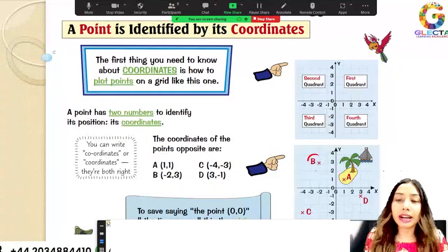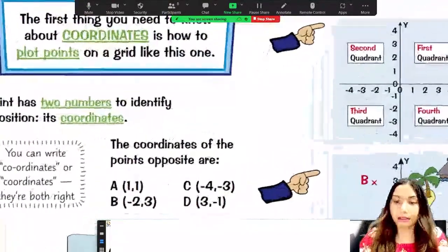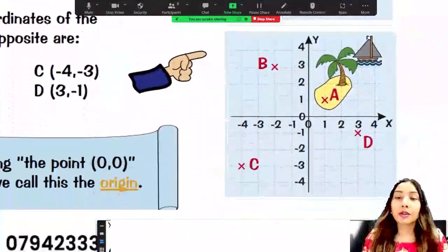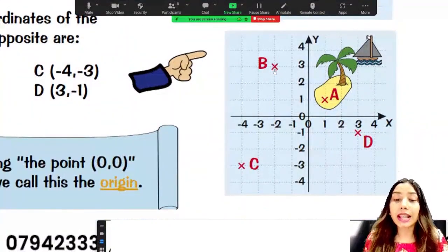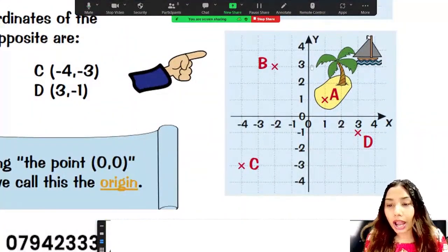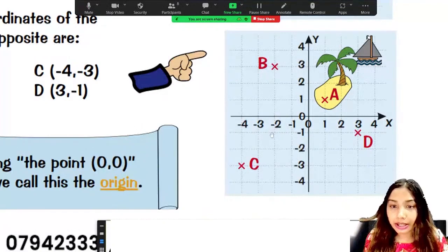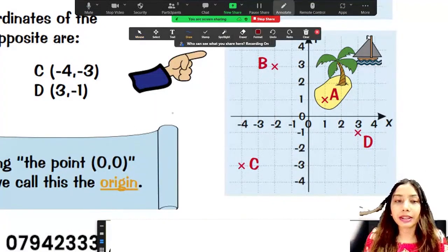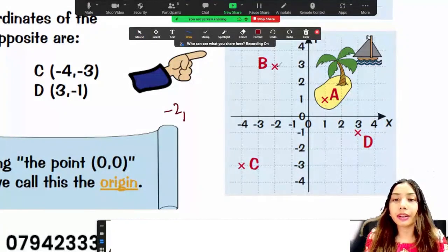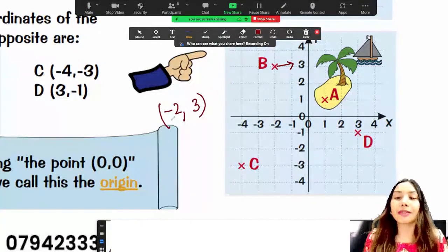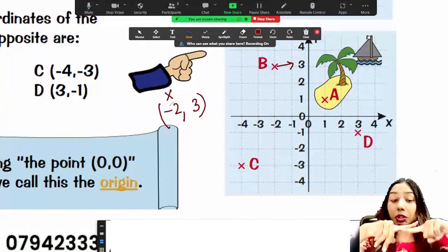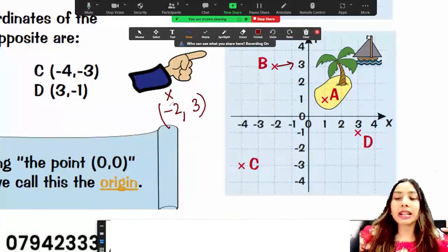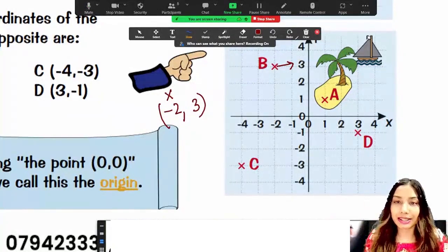If I have a coordinate like B, I'll show you the coordinate. I first find out what is X, what is Y. I look down, it is -2. This is my -2. I write -2, 3 for Y. So the coordinate for B is -2 and 3. We always write X first, which means horizontal first, and then the vertical.